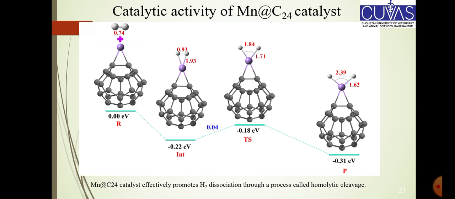At the transition state, a dramatic increase in the hydrogen-hydrogen bond length is observed, revealing significant weakening of the hydrogen-hydrogen bond. In the product, the hydrogen-hydrogen bond length further increases, reaching 2.39 angstrom, which demonstrates that the hydrogen-hydrogen bond is completely dissociated. Therefore, it is concluded that the manganese doped C24 catalyst effectively promotes hydrogen dissociation through a process called homolytic cleavage.